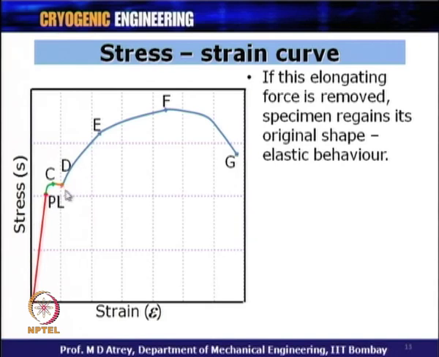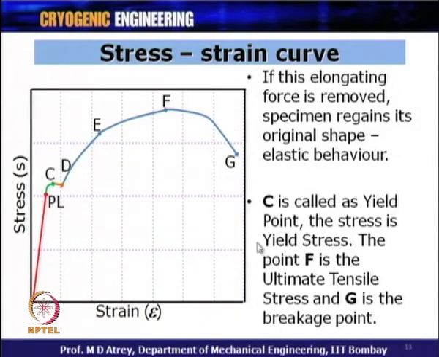Now, there are various points which I have shown here, C, D, E, F, G. The F, what we call as ultimate tensile stress. The point C is called the yield point, and the stress at this particular point is called yield stress, while the point F we call the ultimate tensile stress. If we increase the stress beyond this value, we find this kind of behavior, and at this particular point G, there is a breakage point.